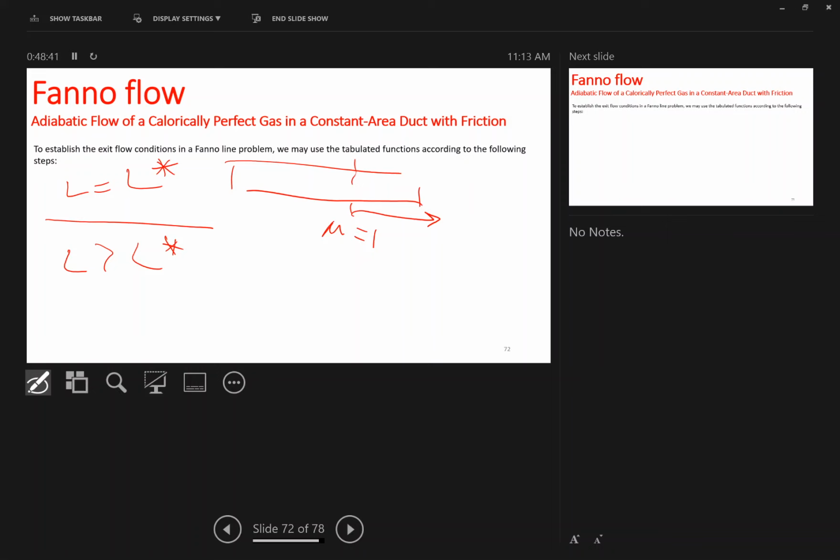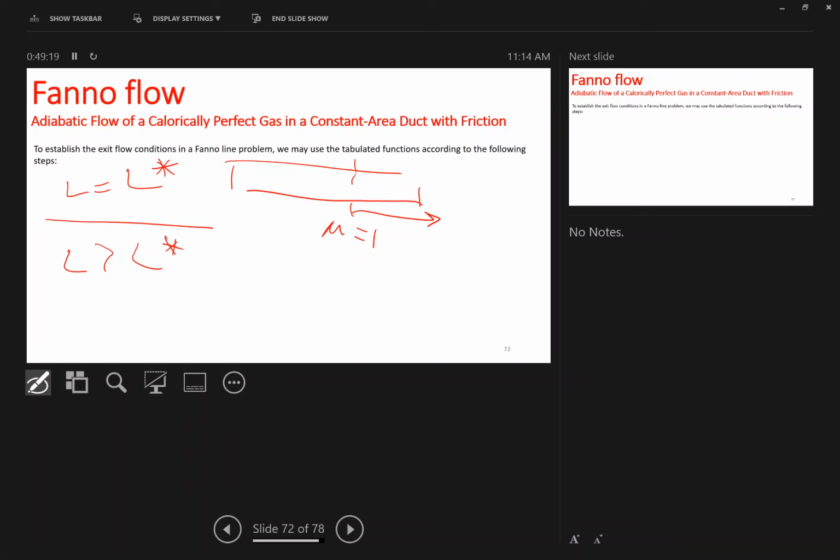So essentially, when you have subsonic flow approaching a duct which has a length higher than the L star, the choking length, what is going to happen is that your pressure and temperature will change so that your outlet is going to be the new L star. Does that make sense? Okay, but how can we find the new conditions, right?